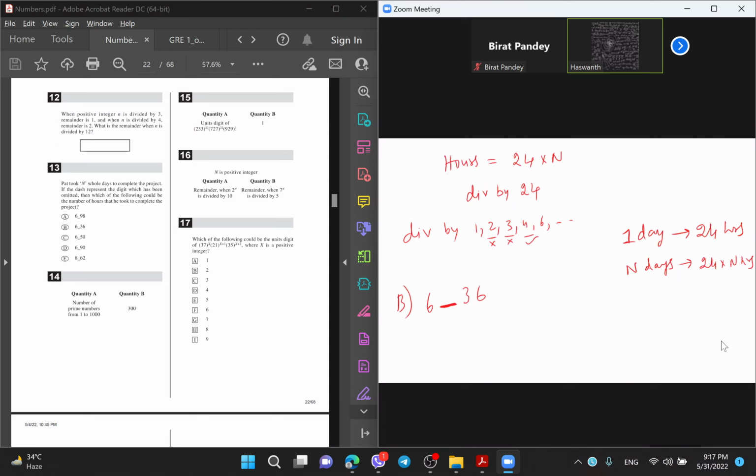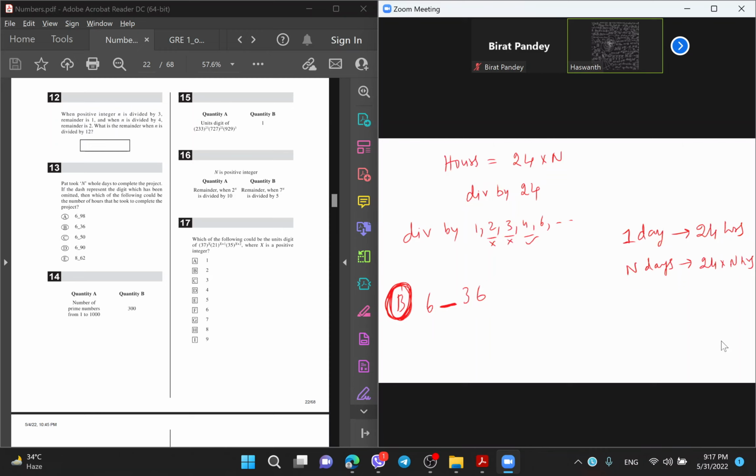Now use the divisibility test of 4. A number is said to be divisible by 4 if the last two digits are divisible by 4. If the last two digits are divisible by 4, then we say the number is divisible by 4. And look at those options: except in option B, 6 dash 36, in no other option are the numbers divisible by 4. 98, 850, 90, 62, they are not divisible by 4.